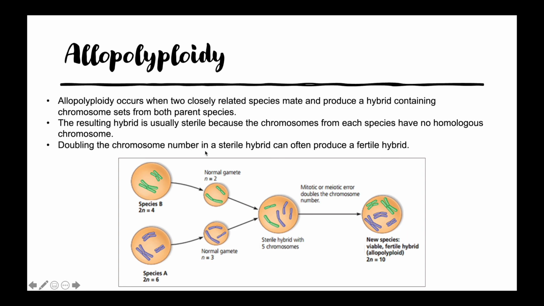Doubling of chromosome number in a sterile hybrid can often produce a fertile hybrid, which will then go on forming a new species. As you can see here, the long green has no homologous chromosome, the short green has no homologous chromosome, the long purple has no homologous chromosome, the medium-length purple chromosome has no homologous pair, and the short purple chromosome has no homologous pair. Chromosome doubling on this sterile hybrid will result in the production of a new species which is fertile. This is because this individual now has homologous chromosomes, as you can see in the diagram.